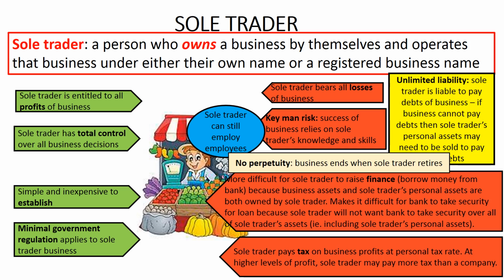Finally, a sole trader pays tax on the profits made by the sole trader business at the sole trader's personal tax rate. What this means is that at higher levels of profit, that is, when the business is being very successful and generating more profit, the sole trader may pay more tax than a company. This is explained in more detail on the next slide.